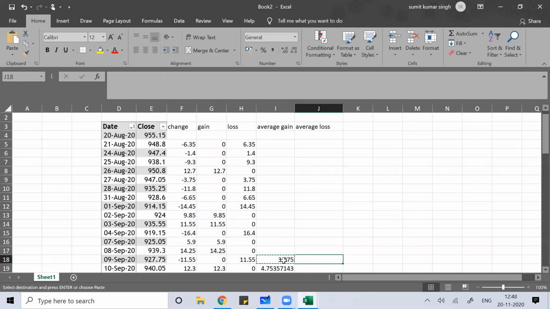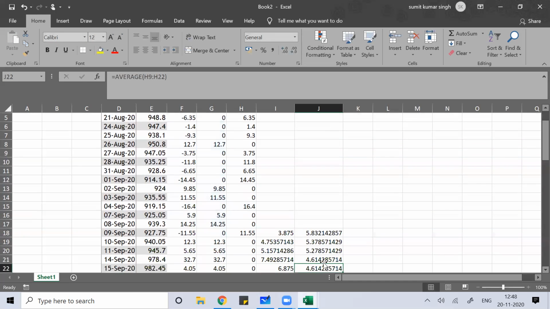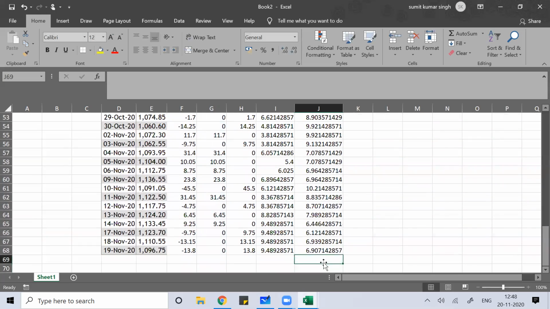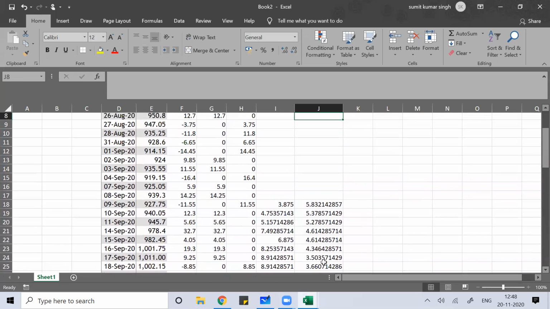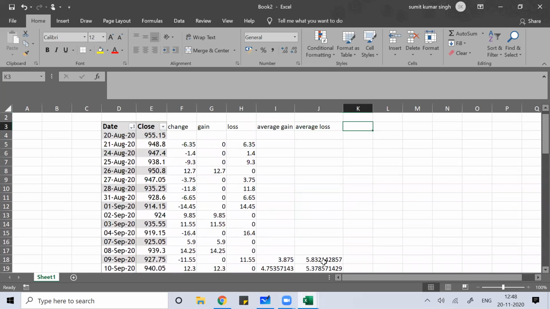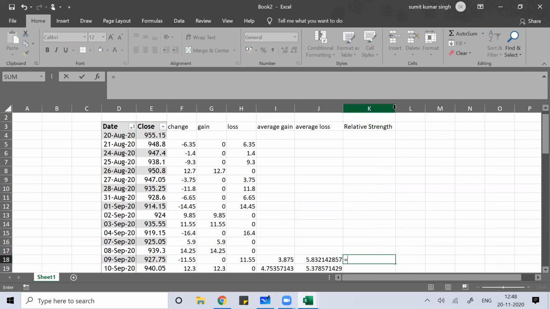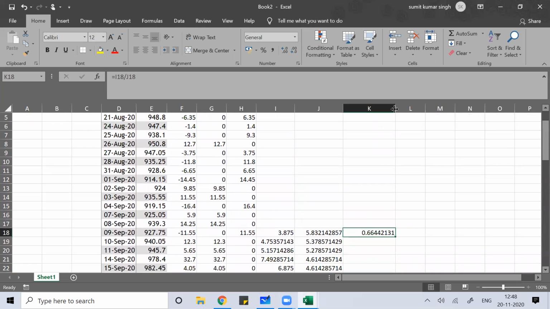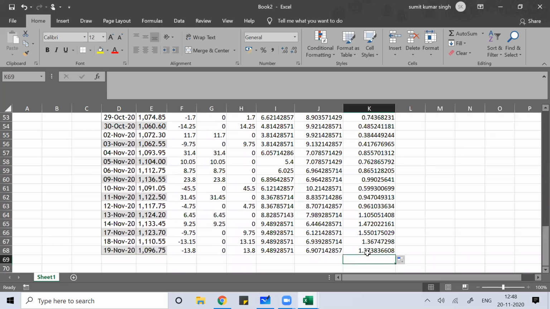Similarly, what you did for gain, do for the loss. So you got the average gain and the average loss. Once you get the average gain and average loss, find the relative strength. Relative strength is nothing but average gain divided by average loss. This is the relative strength.